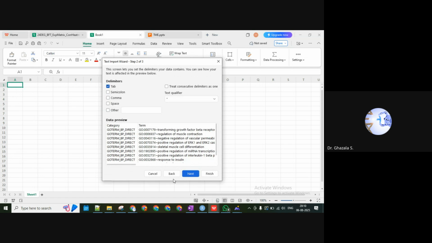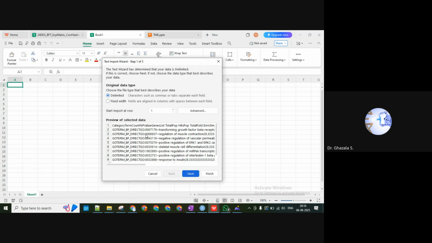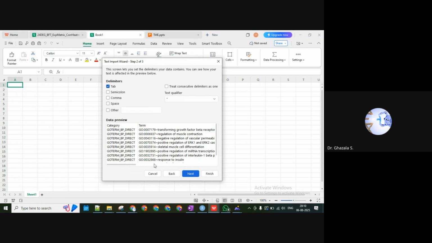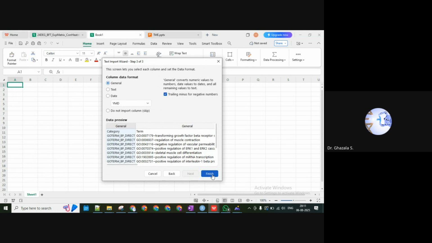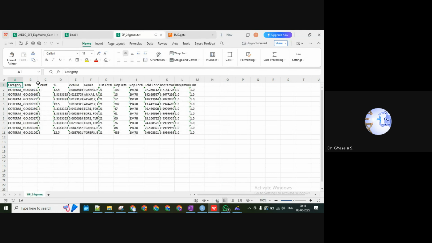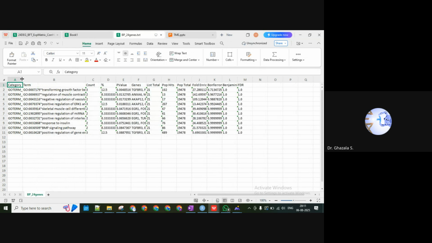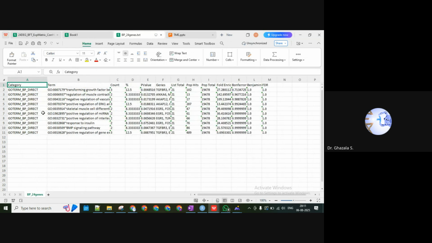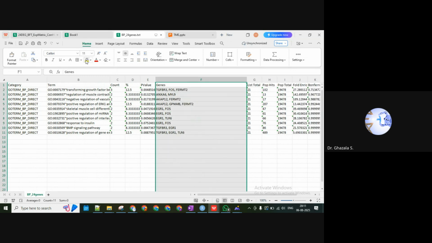Okay, and here we have the text data that we have downloaded from DAVID. You can click next and then give the delimiter that you want to separate your data with. It is already delimited with tab. Then you can go to next and finish, so that you will get tabular information for your data. This is our biological terms and these are your gene list.